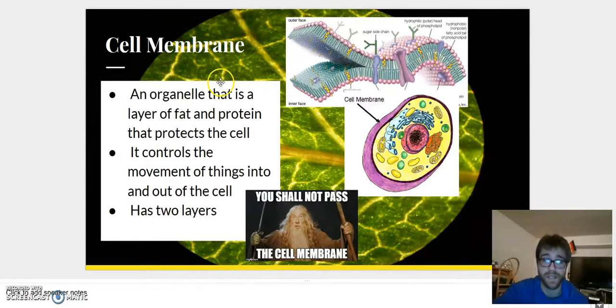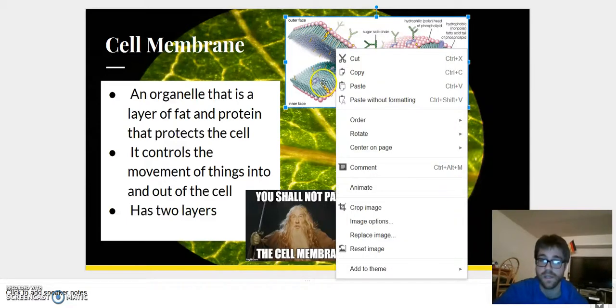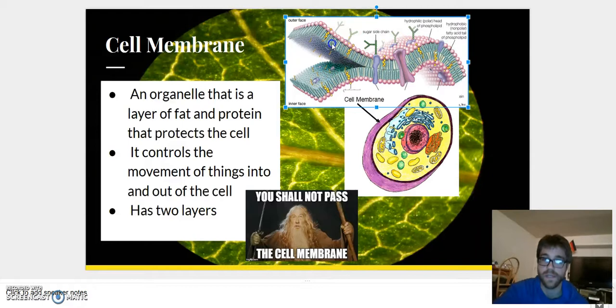That's the cell membrane. It is an organelle that is on the outside of the cell. This outside part here is the cell membrane. It's made up of lipids or fats. Two layers of fats. Here is one layer. Here is the other layer. So one layer, two layers. And in these layers of lipids or fats, we have some proteins, and we have some carbohydrates.